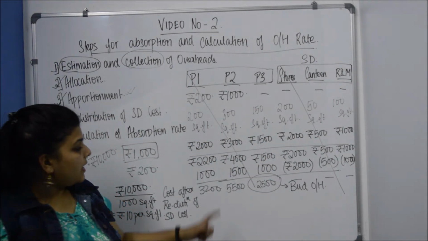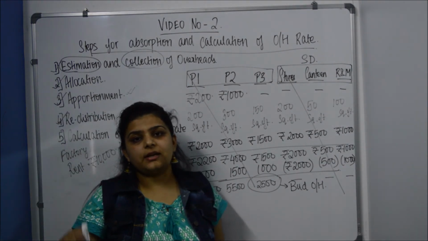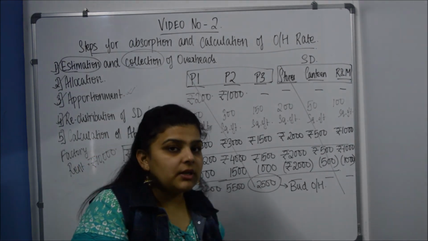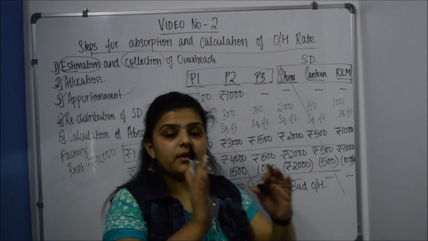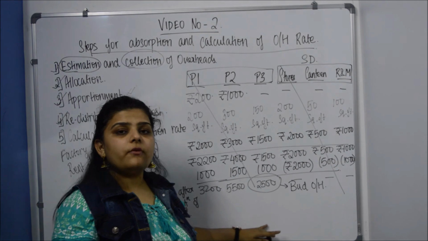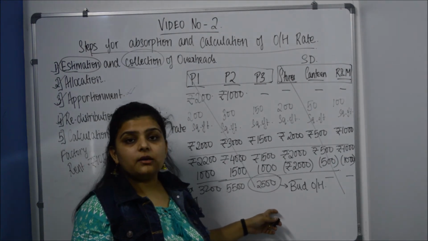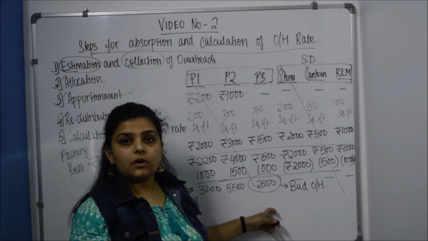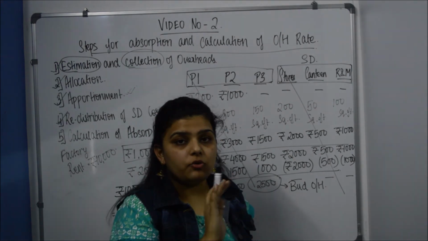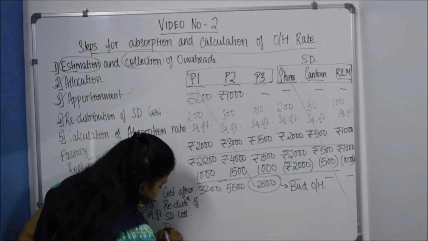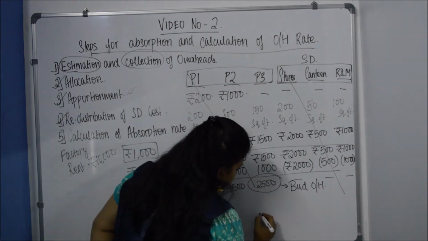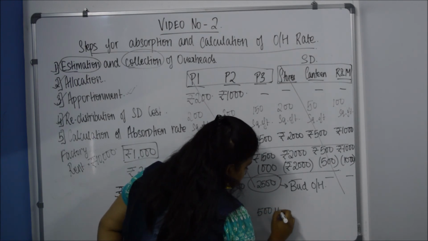Correct? Again, where are we standing? We are standing on day 1 of the year. I need to put this burden of 2,500 on the products which P3 is going to make. Am I sure of how many units P3 is going to make? No, I don't know. Again, I need to estimate, or I need to budget my output. Let us say my budgeted output is 500 units.